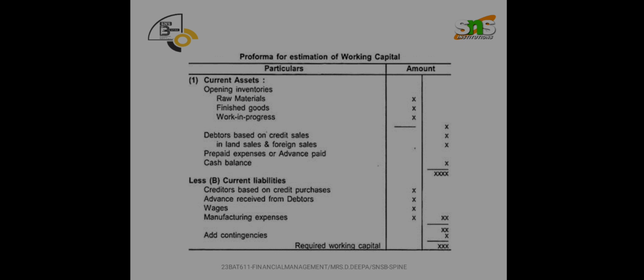So this CA minus CL gives the actual working capital. It is the required working capital, so that we can find out the actual net working capital for a company.